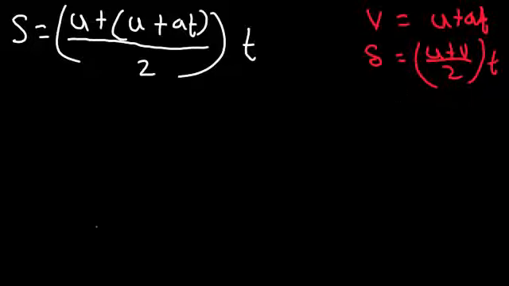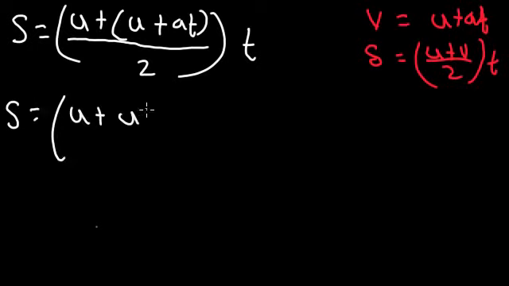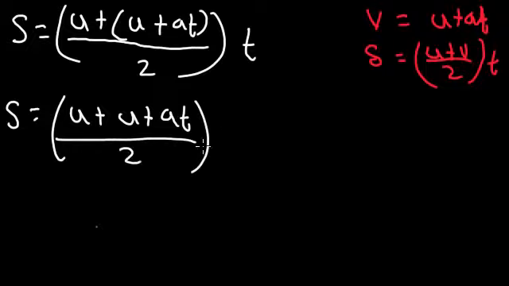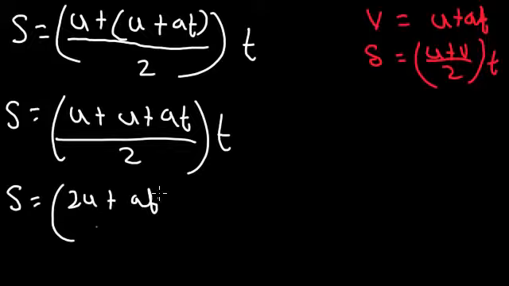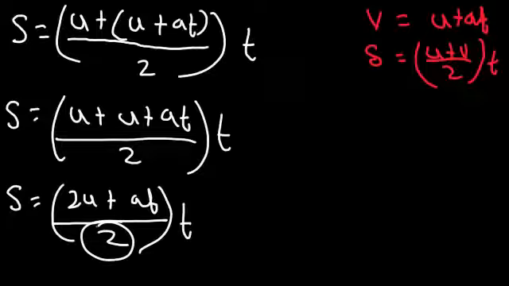Alright. Now we are on to the third one. So simplifying forward, we have s equals u plus u plus at, divided by 2, multiplied by t. I've used this addition to expand this entire bracket. Perfect. Then we have s equals u plus u is 2u plus at, divided by 2, multiplied by t. Perfect.